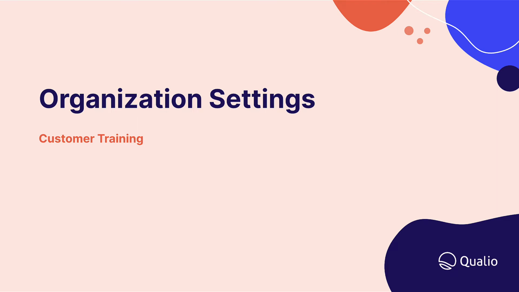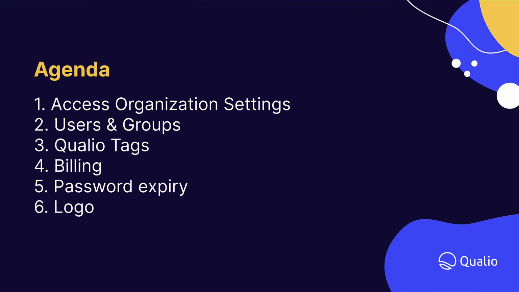Organization Settings, Customer Training. In this training course, we'll discuss organization-wide settings. You'll learn where and who can access the organization settings, how to manage users and groups, how to create and manage Qualio tags, all things billing related, what the password expiry setting is and when and why to update it, and how to add your company logo and where it will appear.